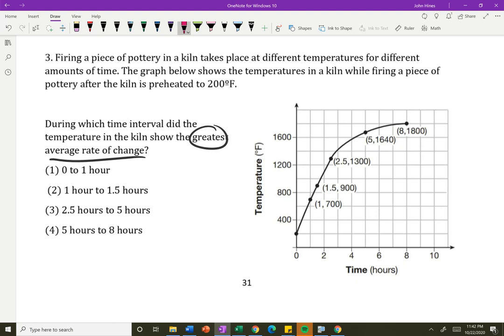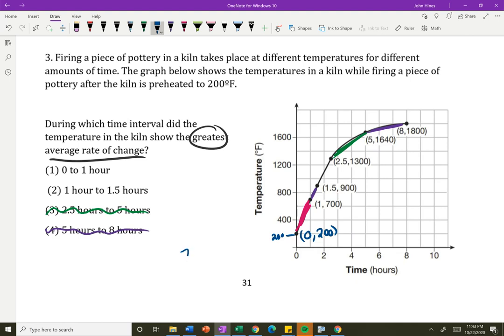When was I the steepest? Was it the first hour? Was it the next half hour? That's pretty close to me. 2 to 5, no way that's the answer. That's not the steepest. And then 5 to 8, no way. That's very gradual, a very small rate of change. I want steep here. So what point is this? This is 0, 200. You have to be careful with your scale there. That brought me to 400, so the middle of that is 200.